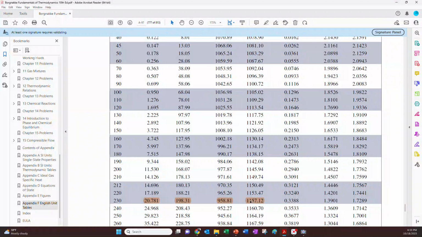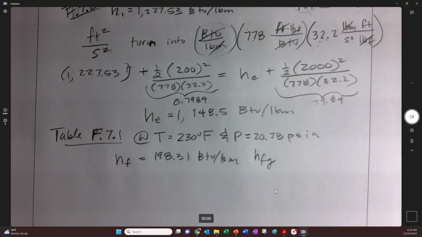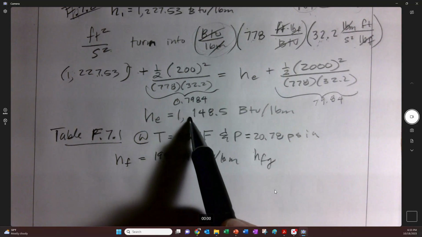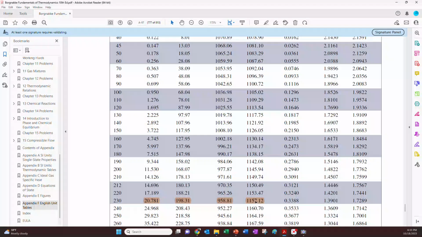hf is 1,157, and we had, no, what do we do? Yeah, we had 1,148.5. So it's not hard to say that it's right in between these two, but really close to this one. So we know that we're going to be very much more a gas than a fluid. So I'm just going to write down the 958.81 that I need to be able to find the quality.